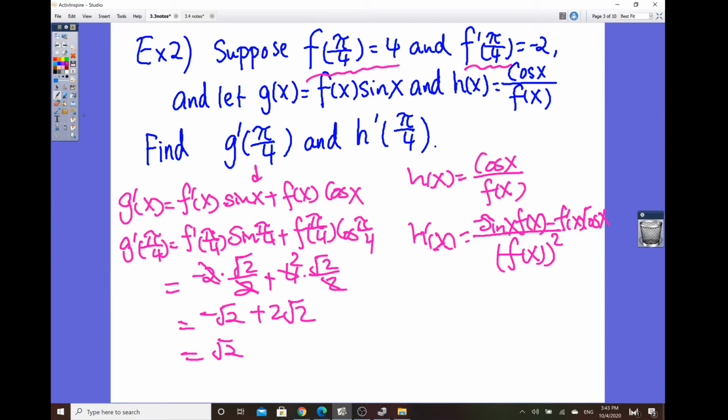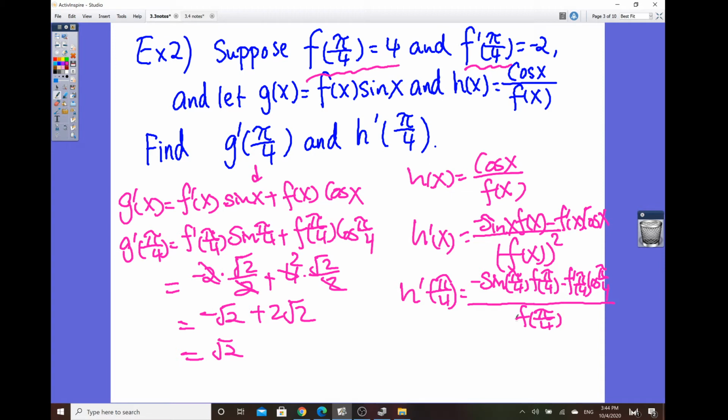And then plug in a number. So again, let me just rewrite this one, that looks kind of ugly. h prime of x. So now plug in that pi over 4, that's the value of x. So negative sine of pi over 4 times f of pi over 4, minus f prime of pi over 4 times cosine of pi over 4, all over f of pi over 4, quantity squared. That's a lot of things to put in here.